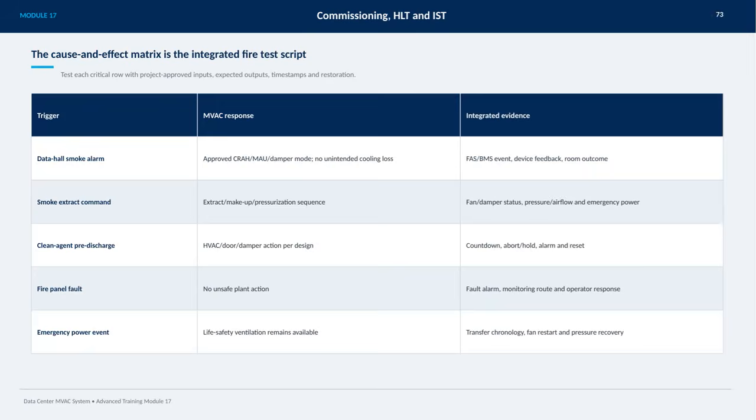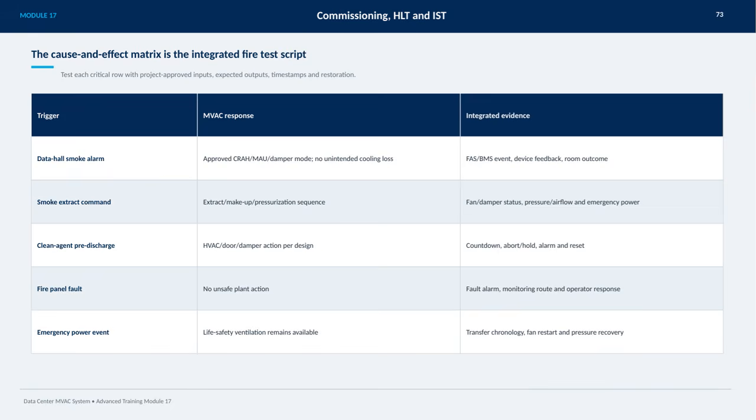This slide highlights the cause and effect matrix, which serves as the integrated fire test script for the data center MVAC system. The matrix is designed to test every critical function systematically, using project-approved inputs and verifying expected outputs with accurate timestamps and restoration procedures. For example, when a data hall smoke alarm triggers, the system ensures the CRAH, MAU, and dampers respond correctly, without causing unintended cooling loss. Meanwhile, this event is recorded through the fire alarm system and building management system, providing device feedback and room status.